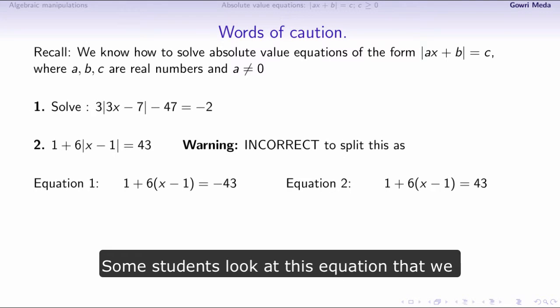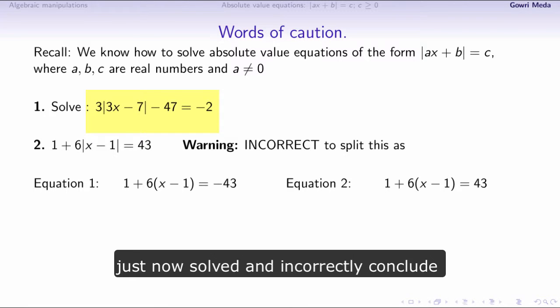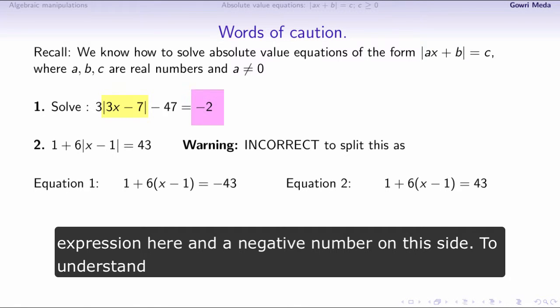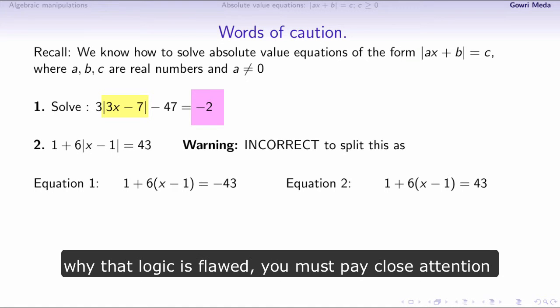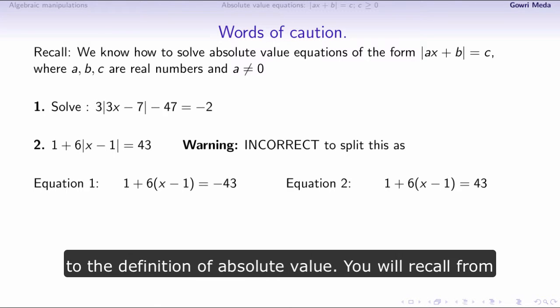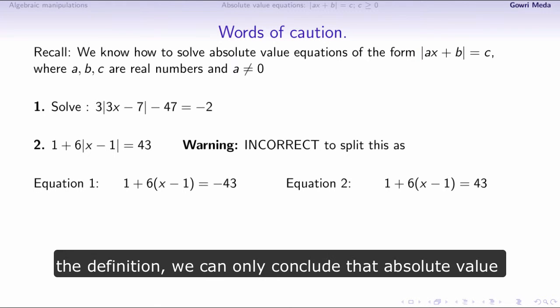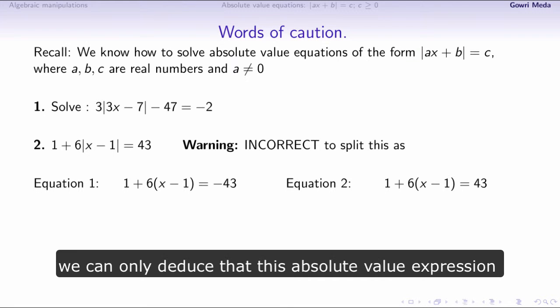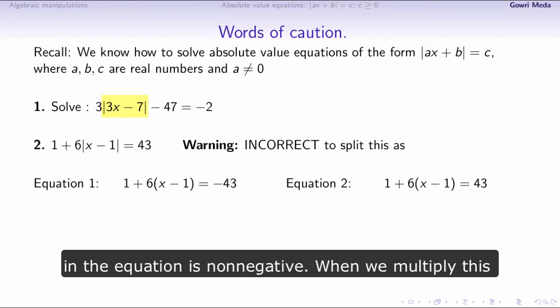A few words of caution. Some students look at this equation that we just now solved and incorrectly conclude that the equation has no solution, since they see an absolute value expression here and a negative number on this side. To understand why that logic is flawed, you must pay close attention to the definition of absolute value. You will recall from the definition, we can only conclude that absolute value of a number cannot be negative. And so in this case, we can only deduce that this absolute value expression in the equation is non-negative.